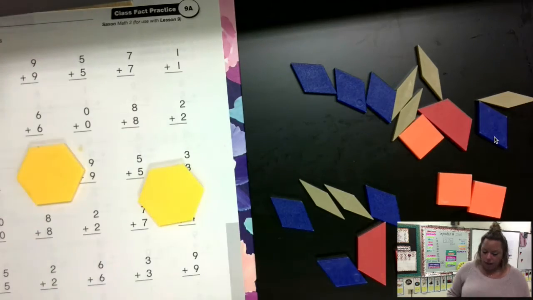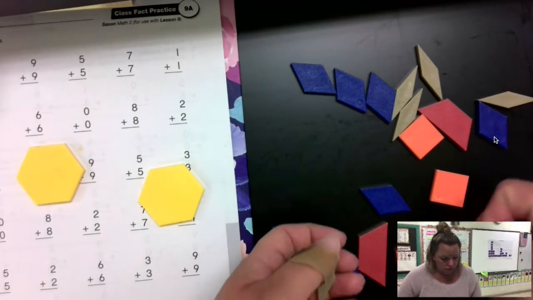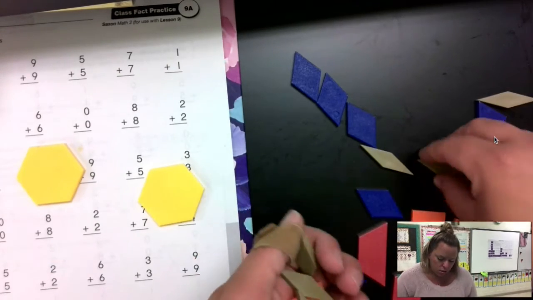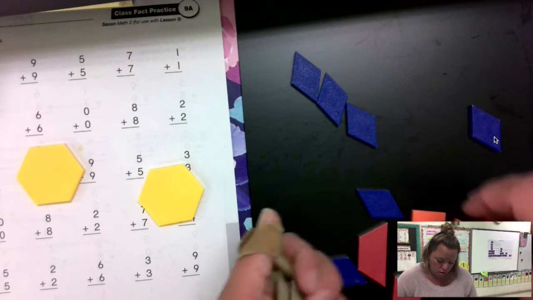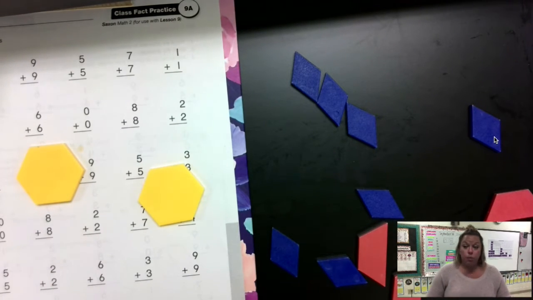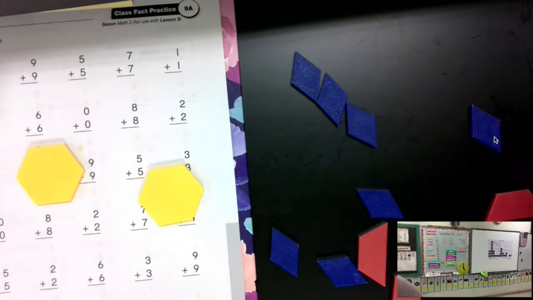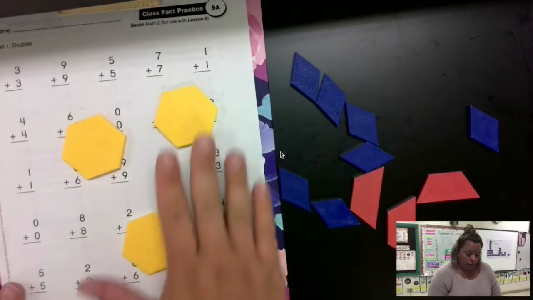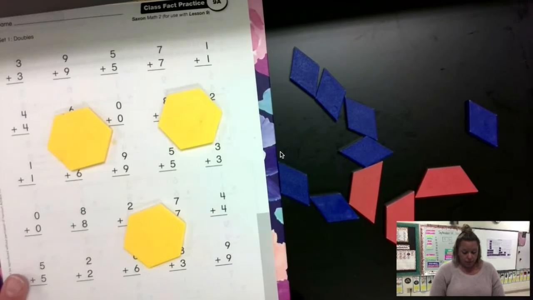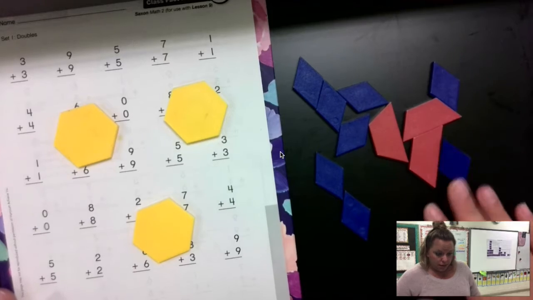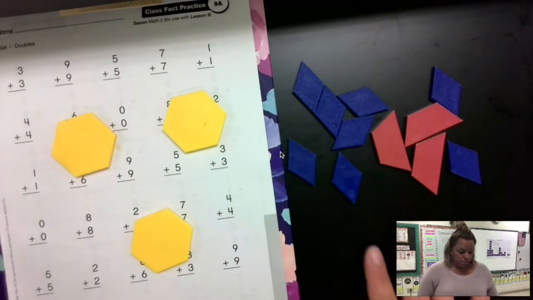Okay, so what I'd like you to do, you should have a hexagon and another hexagon. And I would like you to take your orange pieces and your tan pieces and put those back in your bag. So leave out your red, your green, and your blue. Leave out red, green, and blue. I'm gonna take mine and put mine away too. See, mine are gone too. All right, so you should have your 3 yellow pattern blocks sitting ready to go. You should have your blue pieces and your red pieces, and you should have your green pieces also.